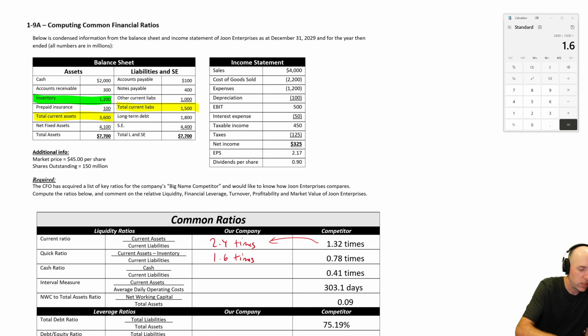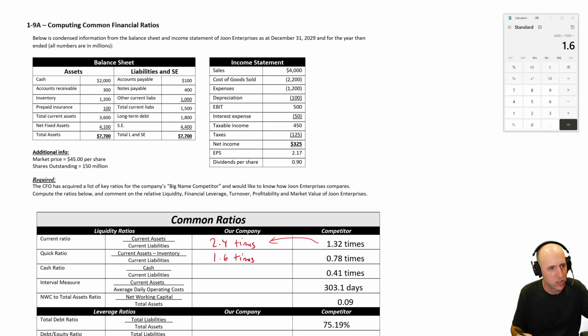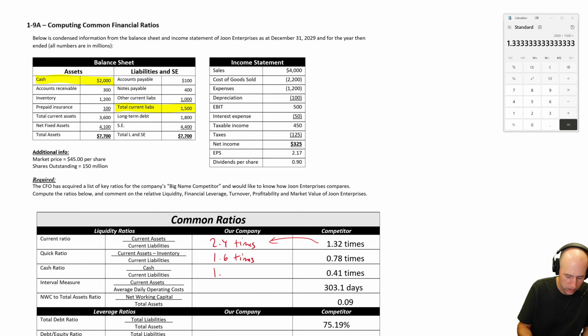The cash ratio says, do you have enough cash to pay the bills? We're not expecting this to be covering all of our current liabilities. So in our case, I can see that it is. 2,000 divided by 1,500, 1.33. So if worse comes to worst, we don't collect any of our receivables, we don't sell any of our inventories, we can still pay all our bills for the next year just with cash.